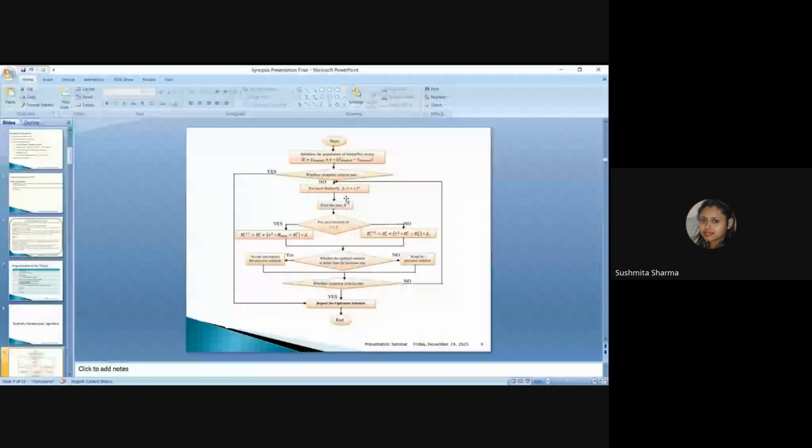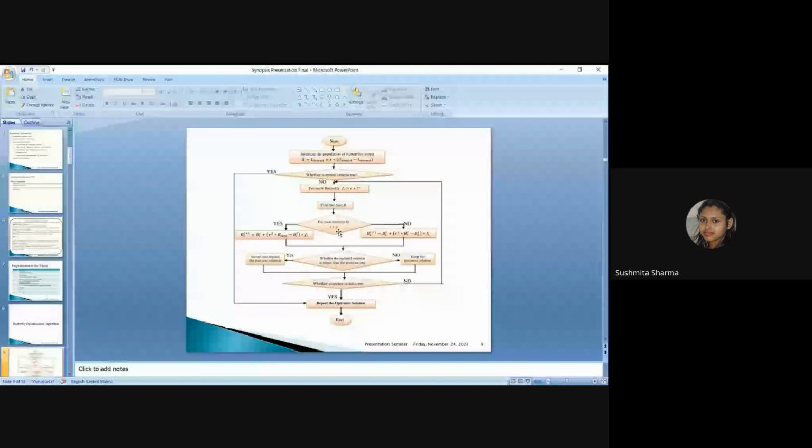So after the fragrance, the best butterfly, meaning the best one of all this fragrance fitness. Then how to choose whether to explore or exploit? That's why in the butterfly optimization algorithm, they have taken one random number and one probability, meaning for switching to which phase. So that's why it is the switching probability, and they have taken this value as 0.8.